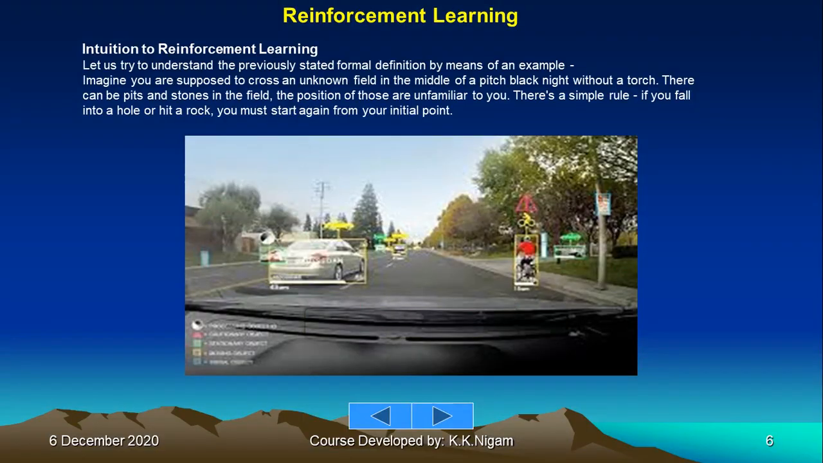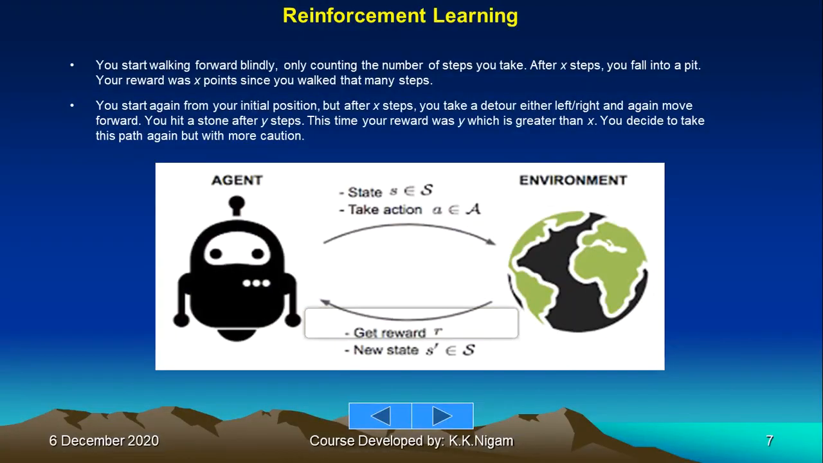Now, intuition to reinforcement learning. Let us try to understand the previously stated formal definition by means of an example. Imagine you are supposed to cross an unknown field in the middle of a pitch black night without a torch. There can be pits and stones in the field. The positions of those are unfamiliar to you. There is a simple rule. If you fall into a hole or hit a rock, you must start again from your initial point. You can start walking forward blindly, only counting the number of steps you take.